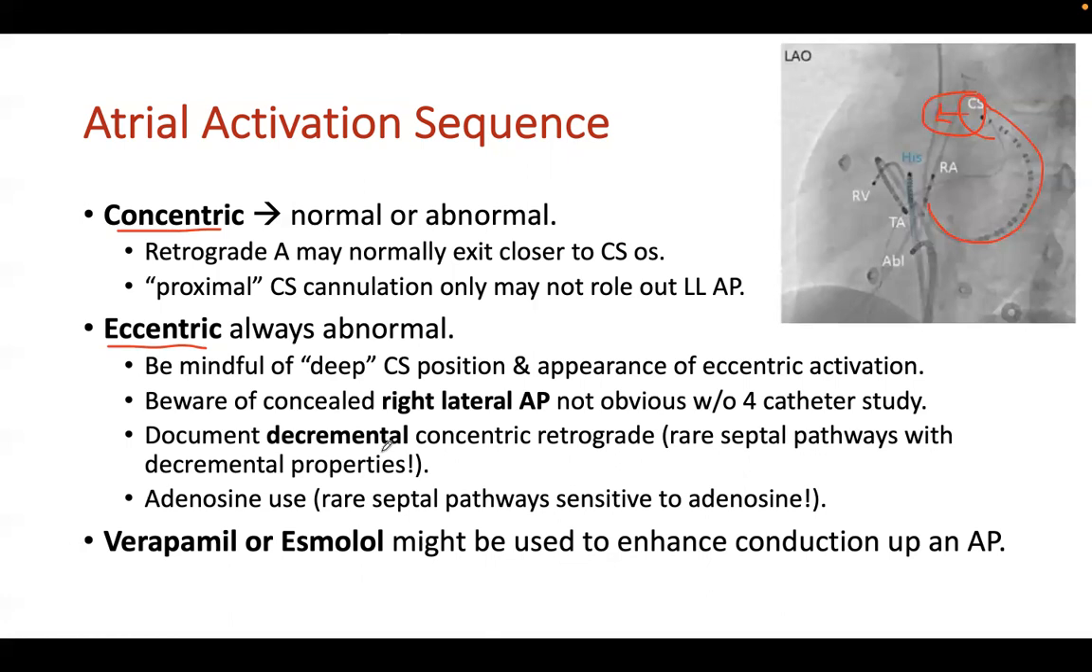Sometimes we give verapamil or beta blockers to block the AV node to enhance conduction up an accessory pathway so that we better map that accessory pathway. So these are all tricks or things that we have to keep in mind to best map or identify the SVT mechanism for that specific patient, okay? Questions?